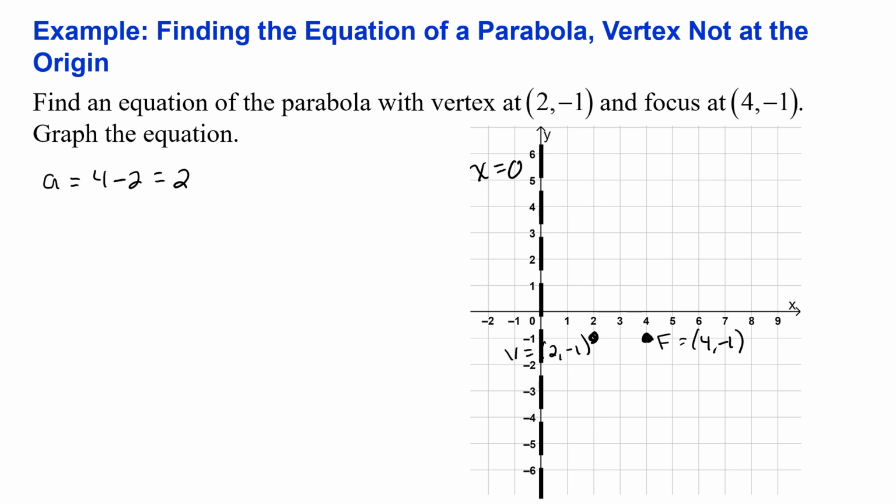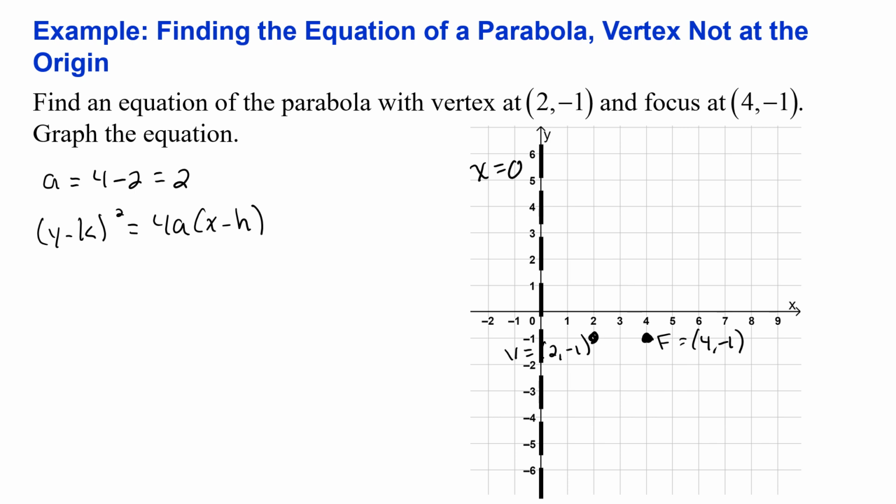And since the focus lies to the right of the vertex, then we know the parabola opens to the right. And therefore, the equation must have the form the quantity y minus k squared equals 4a times the quantity x minus h. And we know that the vertex h comma k is the point 2 comma negative 1. And we had calculated a to equal 2.